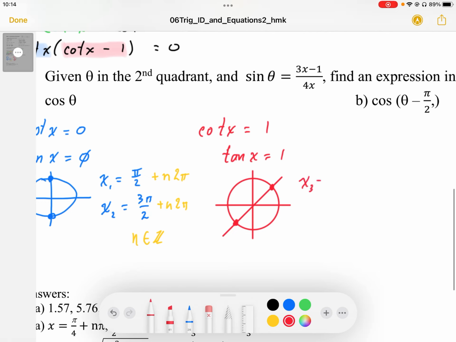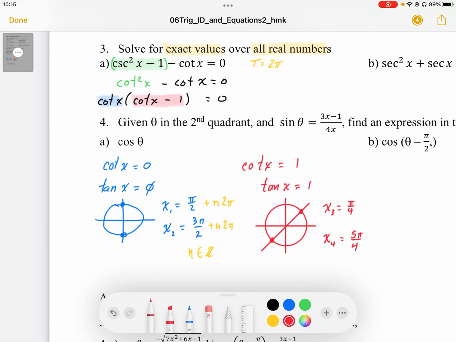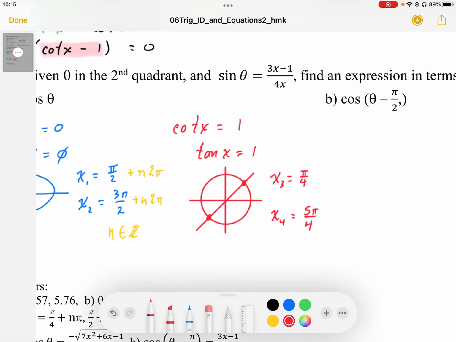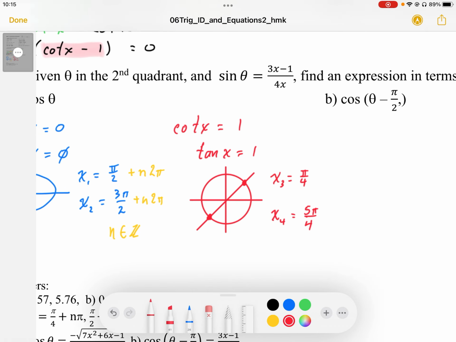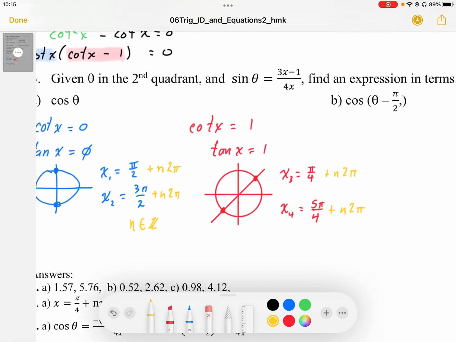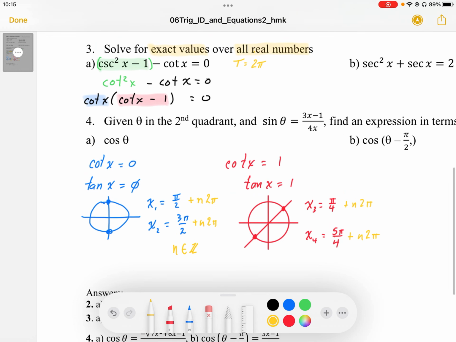So x, I'm going to call this x3. That's going to be at 45 degrees, or pi over 4. And the last one is going to be when theta is equal to 5 pi over 4. Okay, that's our quadrant 3 angle. And so we've got the two primary solutions and exact values. We need to get all the repetitions, and the repetitions are going to be based on the period of 2 pi. So plus n2 pi, plus n2 pi. So we have all the solutions here for that equation.